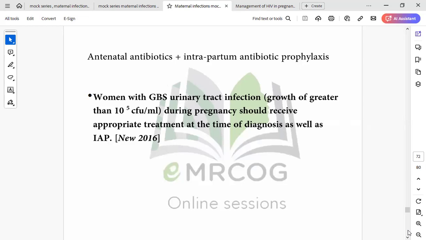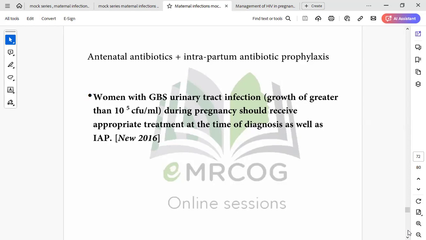Okay? Because we know that GBS can reach the baby and cause what's called neonatal GBS disease, this is why we offer IAP. But like any other bacteria, when the colonization is low, when it's less than 100,000, it does not warrant antibiotics, because usually you have already started broad spectrum antibiotic before the culture.